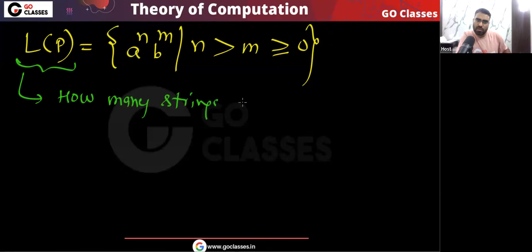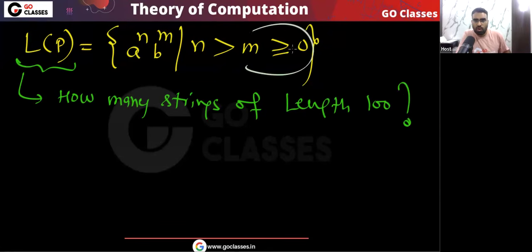How many strings of length 100? So tell me, how many strings of length 100 are there? Now very easily you can do. See, the number of b can be either 0, or 1, or 2, and so on. Yes or no? Now you can easily see.